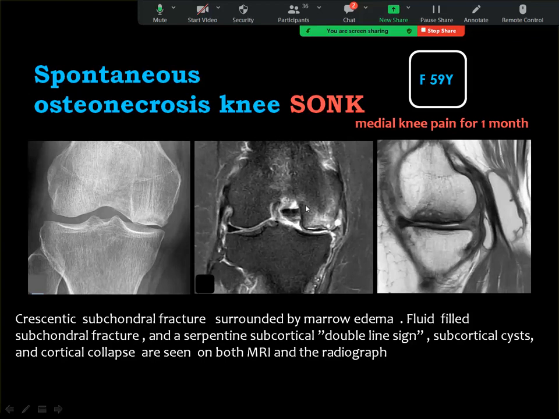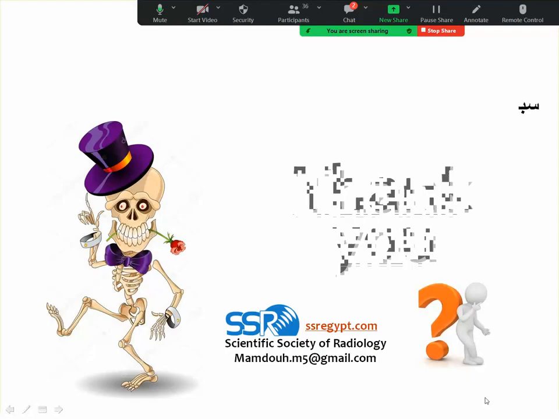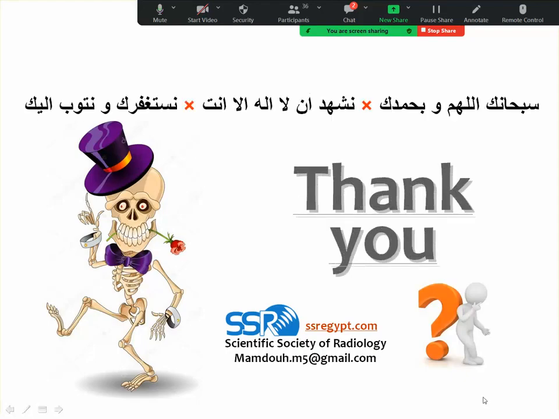This is quite different from osteochondritis dissecans, which affects young persons, and there is a separated necrotic bone fragment, and this is different. This is also a type of avascular necrosis, but it is known as SONK, or spontaneous osteonecrosis of the knee.